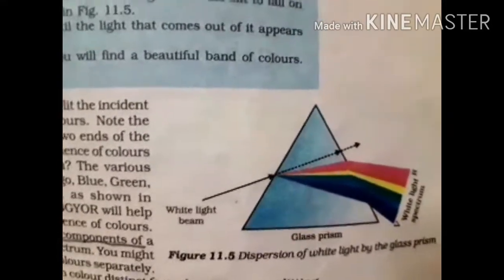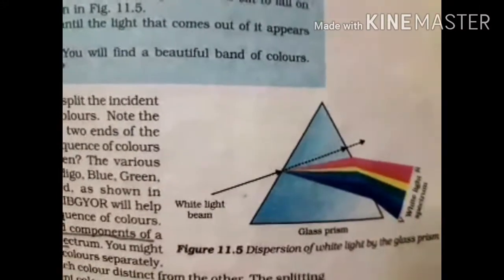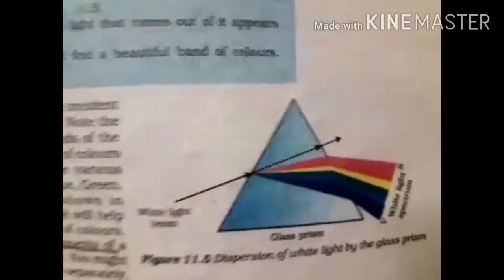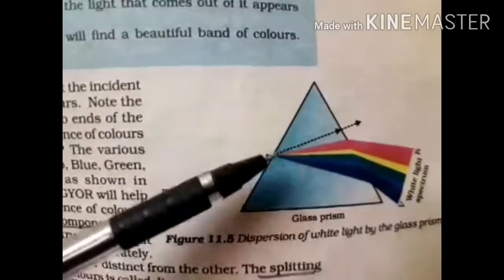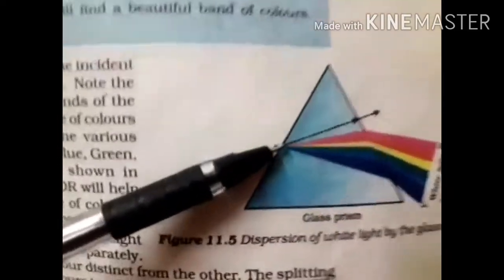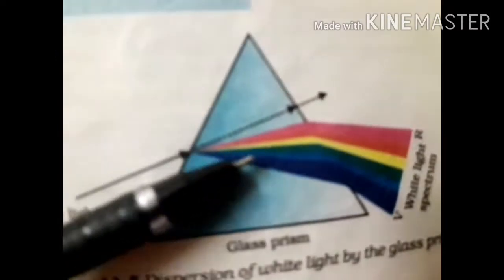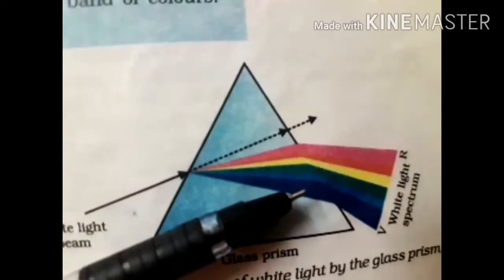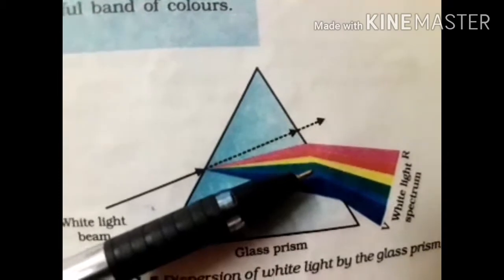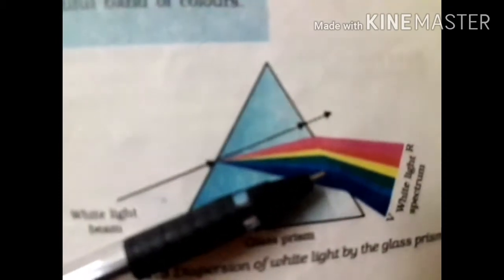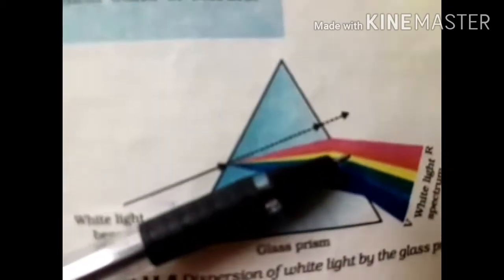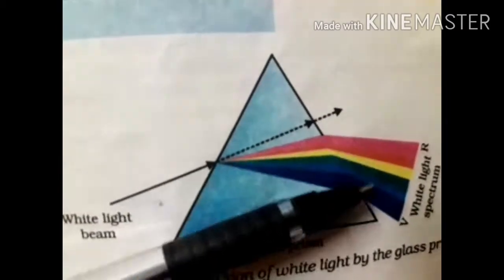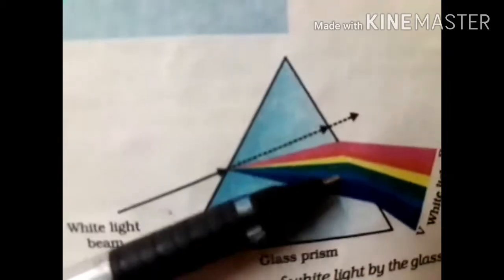Now, what is the cause of the dispersion of light? My dear students, you see that the rays of light of different colors, if you observe here, you might see violet, indigo, blue, green, yellow, orange and red. Actually, the colors are not properly separated, but you can observe here. So this is the band of the 7 colors from violet to red.